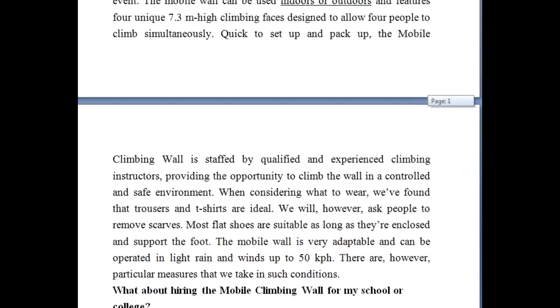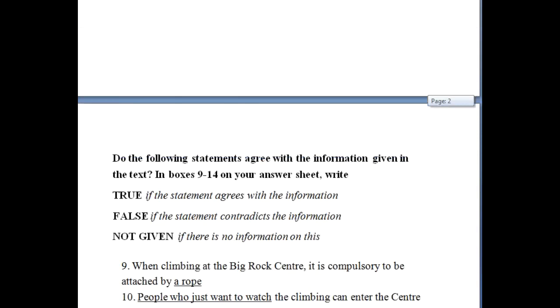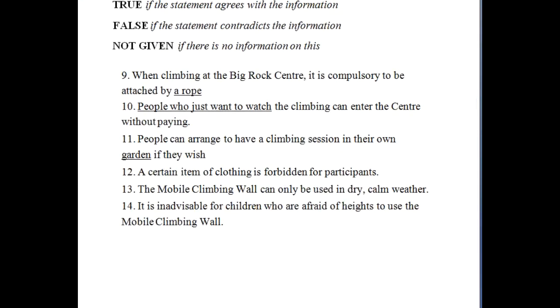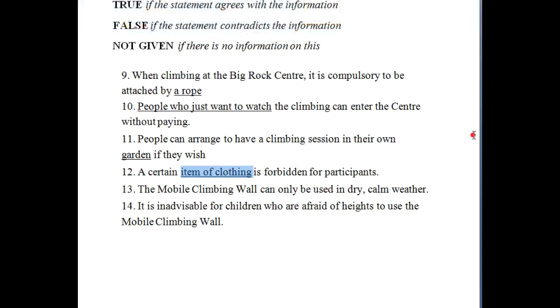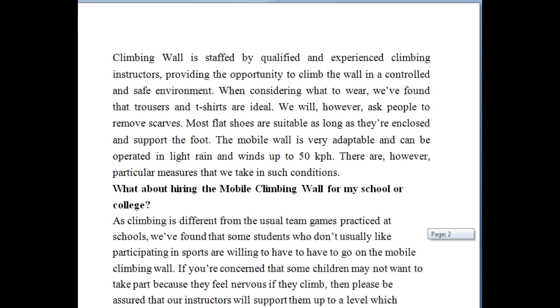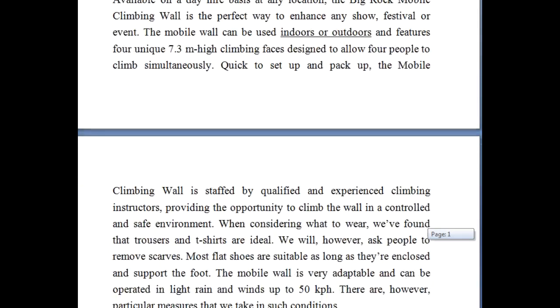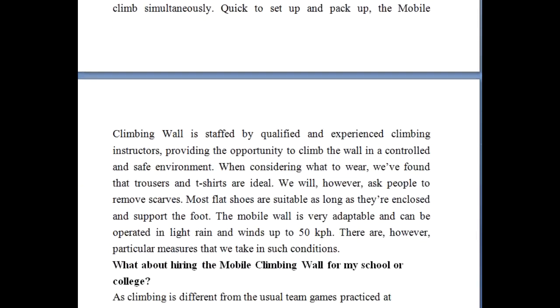Let's move to the next question word. Next keyword, a certain item of clothing. So we have to find out an item of clothing. So let's see what item of clothing we can find. I have underlined this keyword. I went back and I have to find out the item of clothing. Okay, from here onwards I'll read from here.